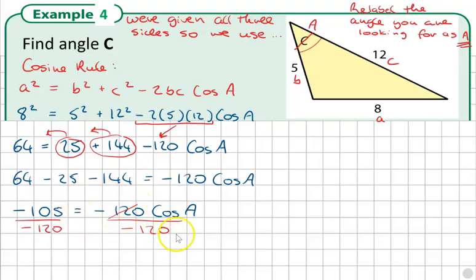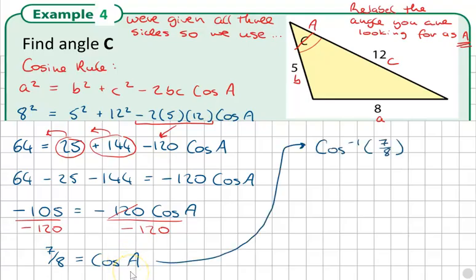So on the right-hand side, the minus 120 divided by minus 120 technically gives you 1. Anything divided by itself is 1. So really that cancels out, and you're left with cos A on its own. And minus 105 divided by minus 120 is 7 over 8, because a minus divided by minus is a plus, and 105 divided by 120 gives us 7 over 8. So we have 7 over 8 is equal to cos A.